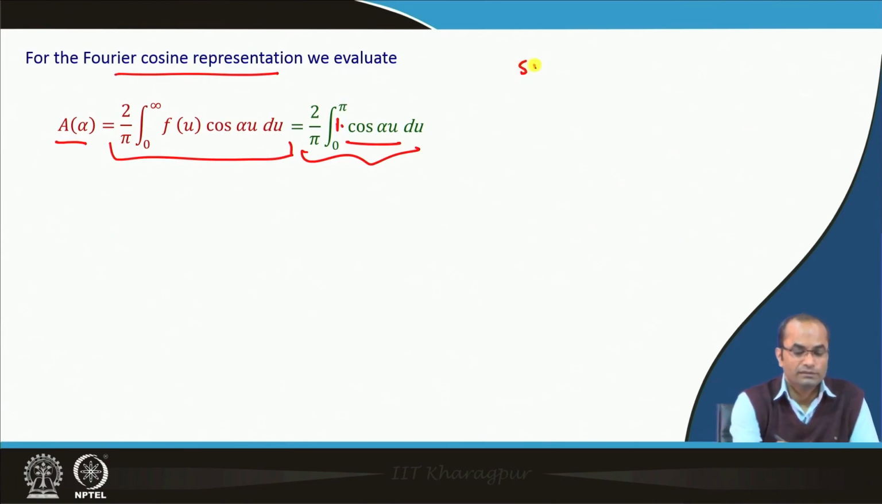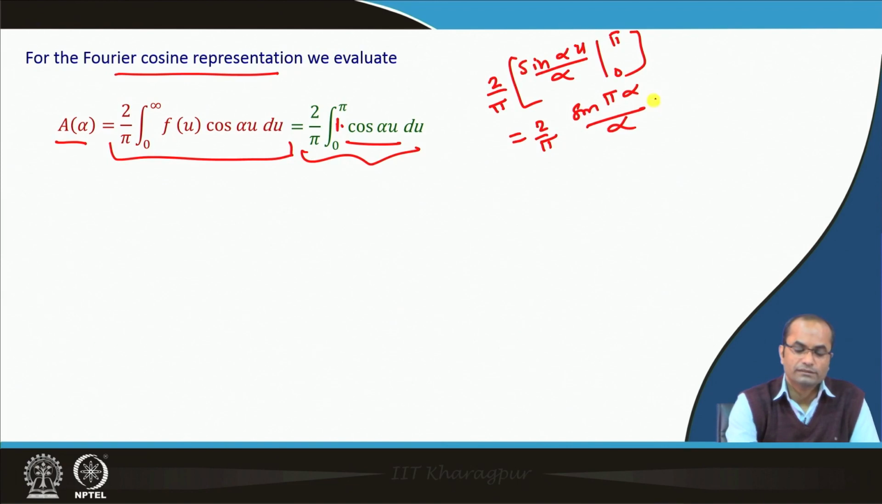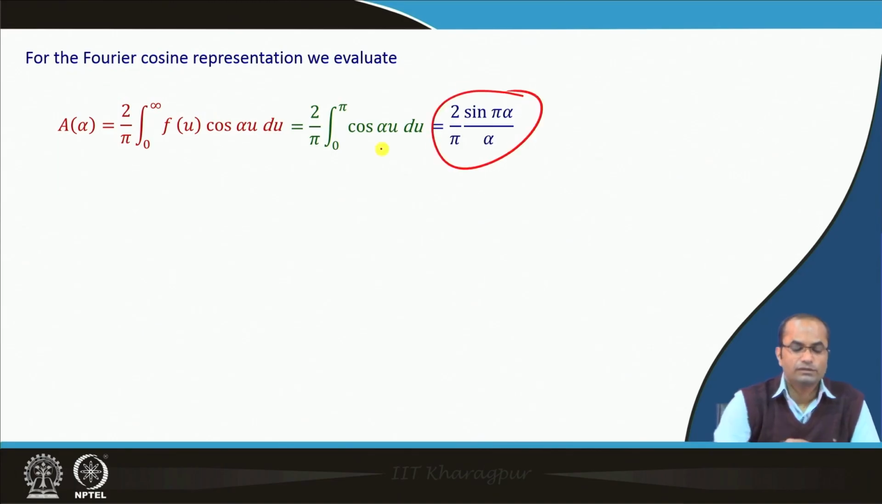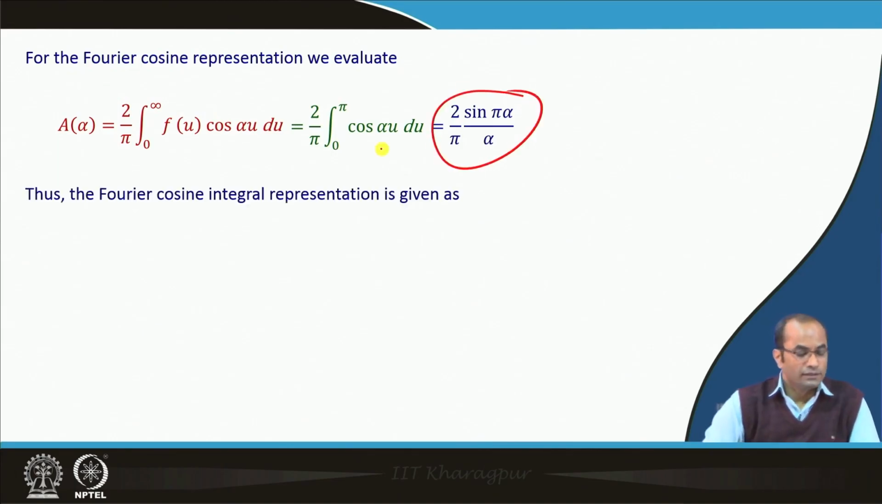So, the integral will be sin alpha u over alpha, from 0 to pi, and 2 over pi is sitting outside the integral. So, this value will be 2 over pi, and sin when we put the limits there, we have sin pi alpha over alpha, and then minus that will be 0. So, this is the value of the integral: sin pi alpha over alpha with the 2 over pi factor.